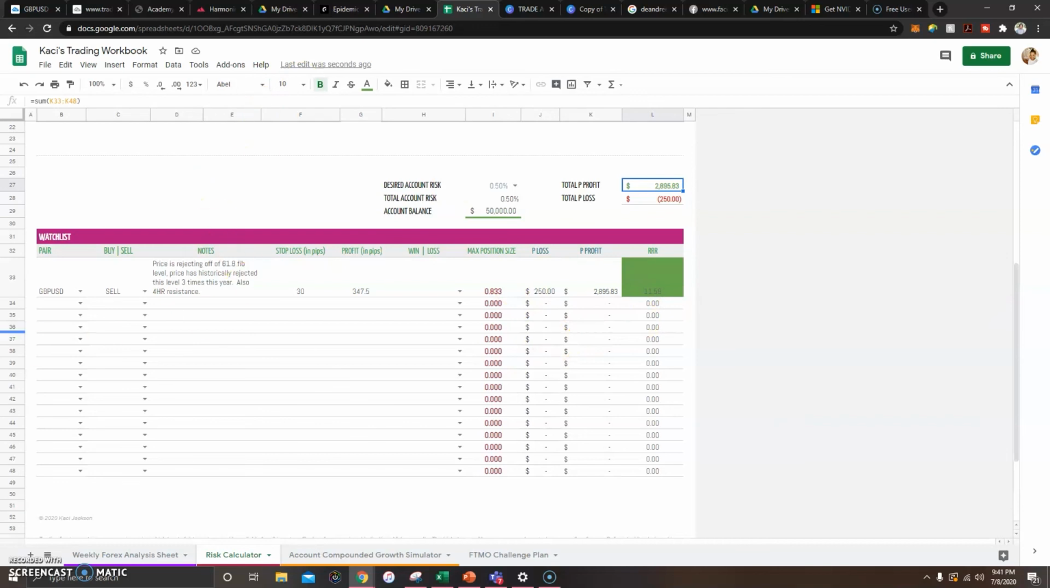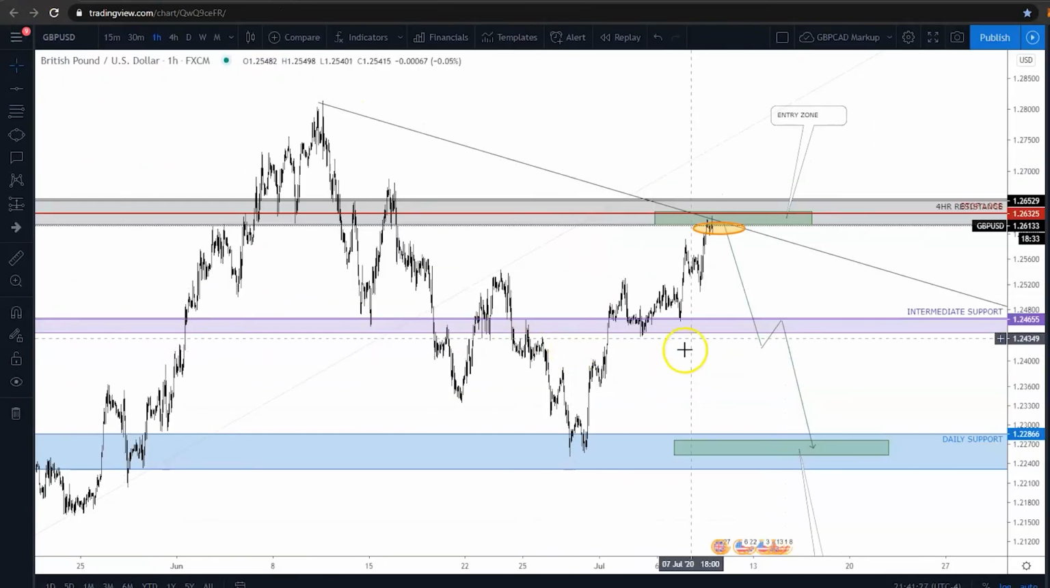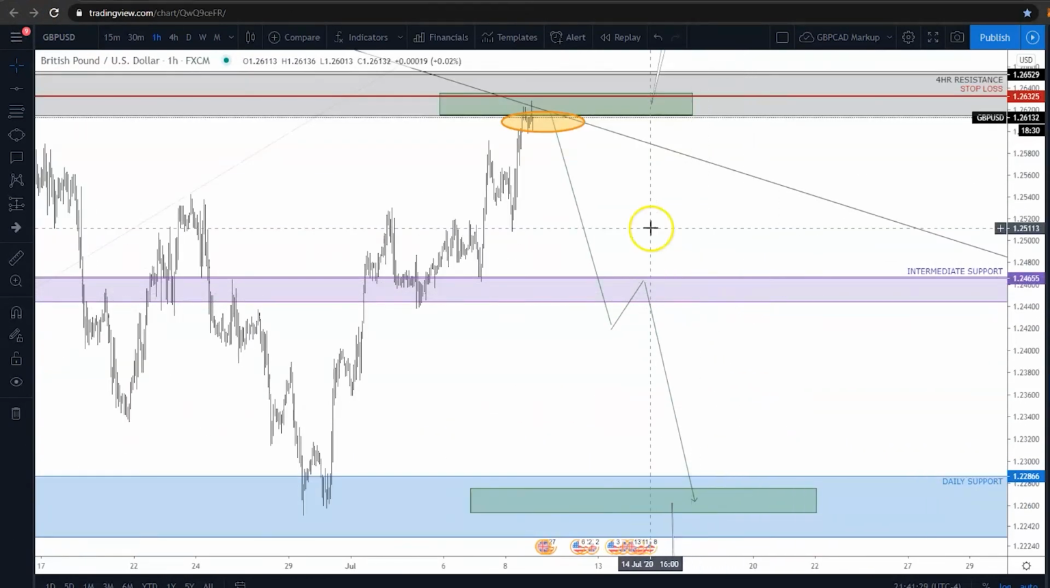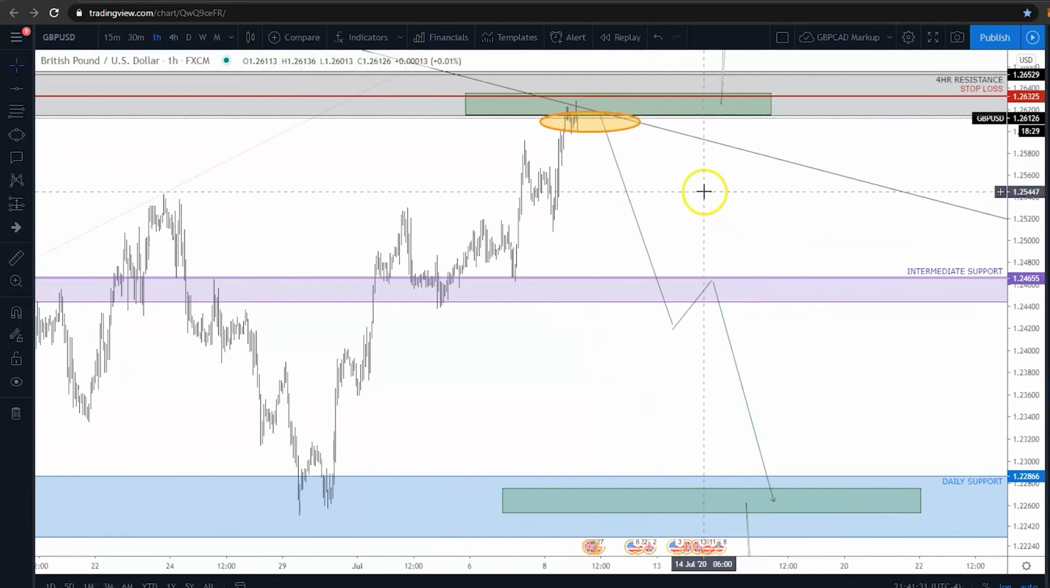And then if you have multiple pairs, you would go in and put the same thing, and you could change the account risk that you want to take, and it'll change with it. So this is a great setup. Oh, it's already moving. I'm glad I'm already in it. Look at it go. I'm excited about this.